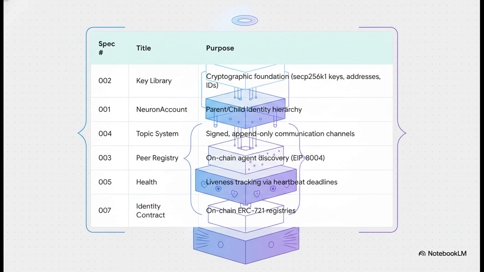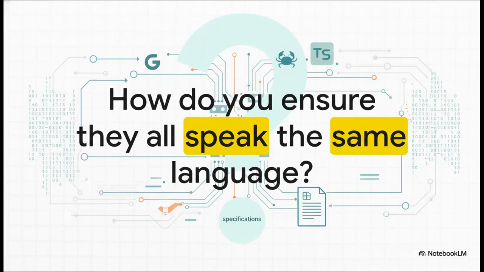Then you add communication channels, then an on-chain registry so agents can find each other, then a system to prove they're still alive, and finally the on-chain contracts to glue it all together. The beautiful part is, each layer only ever depends on the ones below it. Okay, so this brings up the million-dollar question, right?